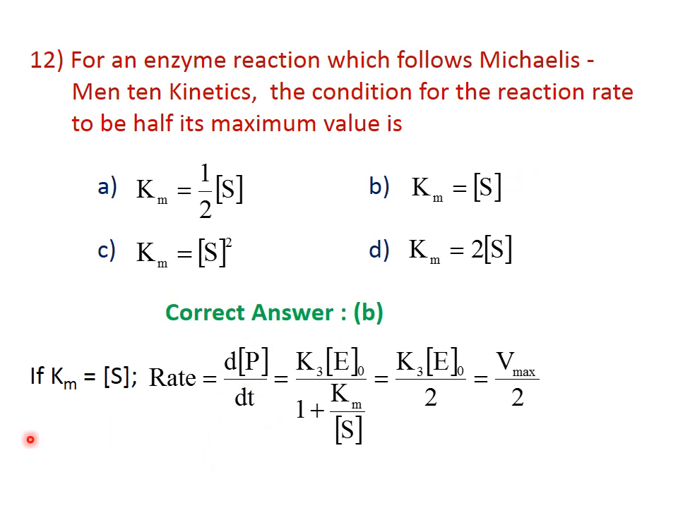அதாவது when Km is equal to S, rate will be equal to dP by dt, K3 concentration of E0 by 1 plus Km by S. இந்த ரெண்டும் ஈக்குவலாக இருந்ததுன்னா இந்த ரெண்டையும் வகுத்தா 1 ஆயிரும். அப்போ 1 plus 1 is 2. The K3 E0 by 2. இது வந்து maximum velocity, V maximum by 2. அப்போ maximum velocityல பாதி இருக்கணும்னா the condition is Km is equal to S. The correct answer for the question is B.